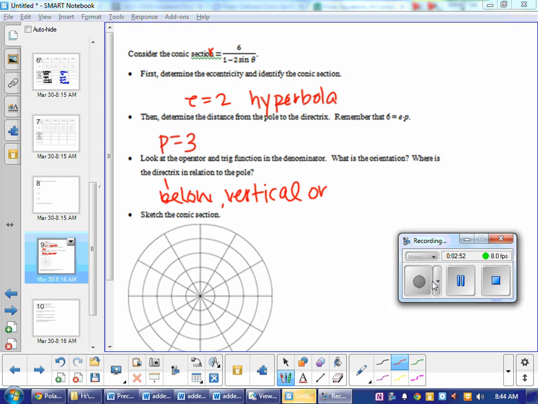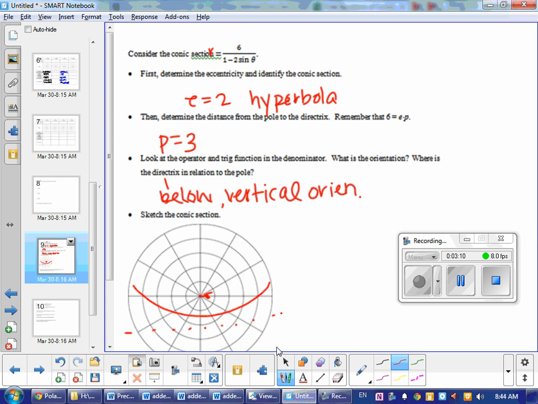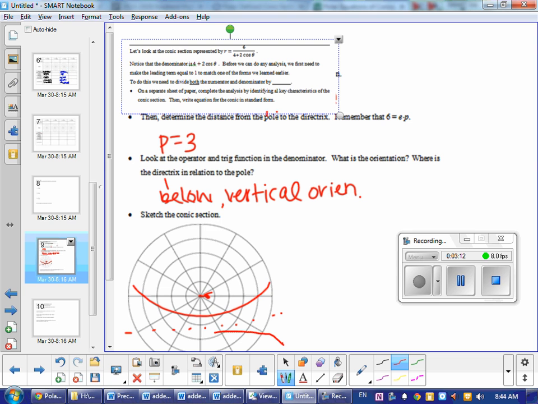Now, in a hyperbola, the directrix is in between the 2 branches. And so, for a quick sketch, here's our pole. The directrix is somewhere below. And so that could be a sketch of our hyperbola. The hyperbola will also be below.